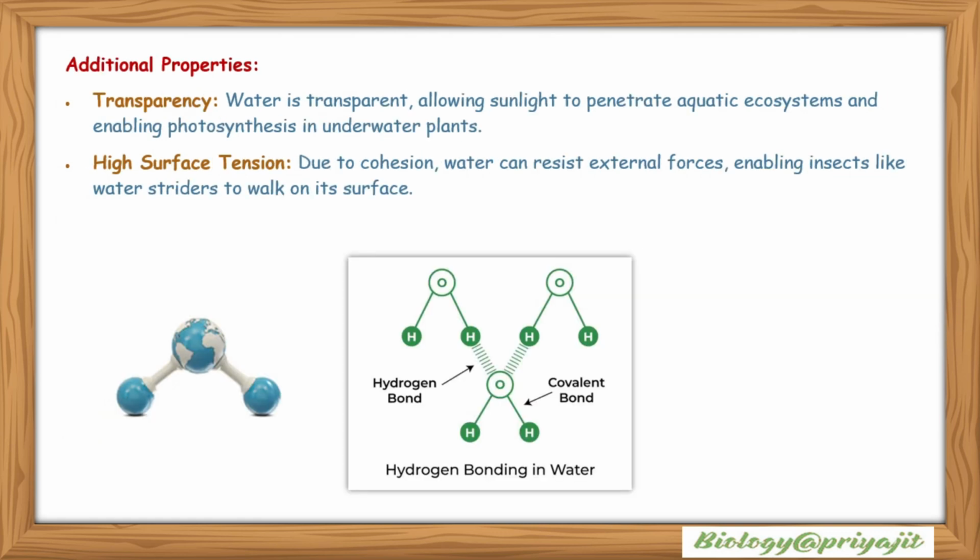Additional properties of water: first of all is transparency. Water is transparent, allowing sunlight to penetrate aquatic ecosystems and enabling photosynthesis in underwater plants. High surface tension: due to cohesion of molecules, water can resist external forces, enabling insects like water striders to walk on its surface.